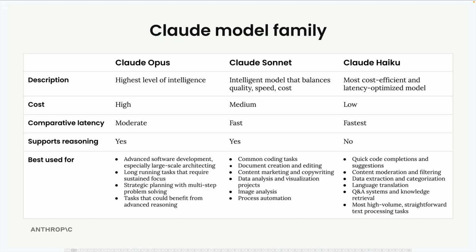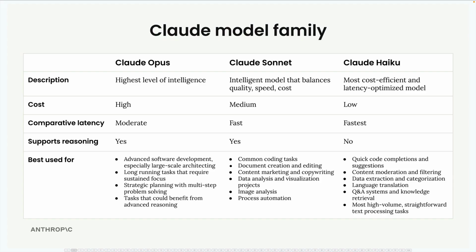All three of these models share Claude's core capabilities, so they can all handle text generation, coding, image analysis, and many other tasks. The real difference between them is how they are optimized. One is built to focus on intelligence, one for speed and cost efficiency, and one for more of a balance between intelligence and speed. The first is Opus.